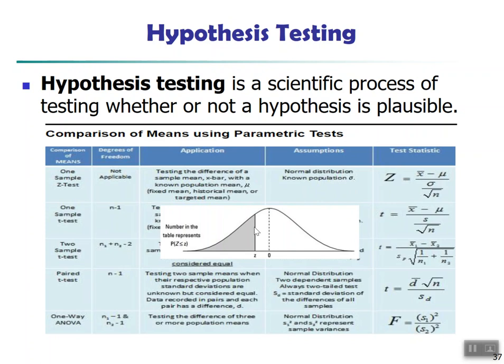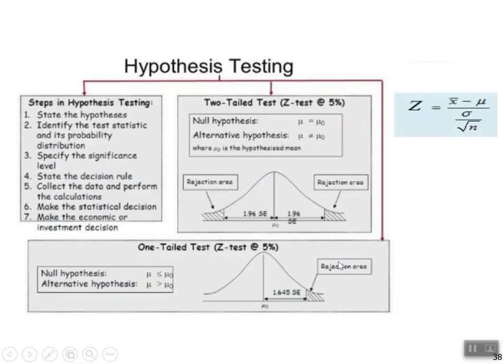Then we can use this to do hypothesis testing. There are two ways we can do it. To test whether our sample mean is the same as the population mean, we can have either a two-tailed test or a one-tailed test.